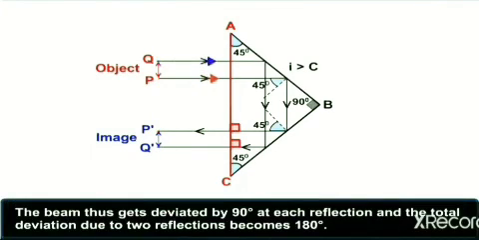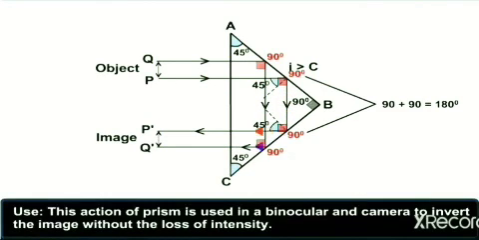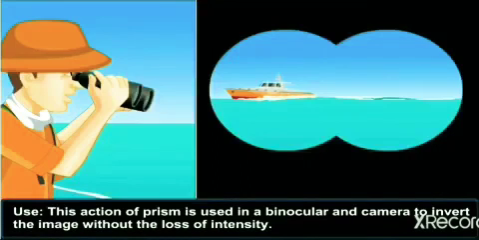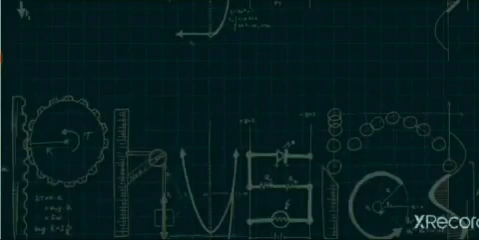The beam thus gets deviated by 90 degrees at each reflection, and the total deviation due to two reflections becomes 180 degrees. Use: this action of prism is used in a binocular and camera to invert the image without the loss of intensity, to erect the inverted image without deviation.